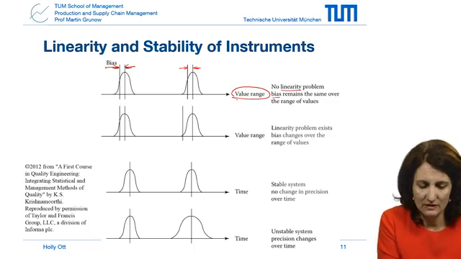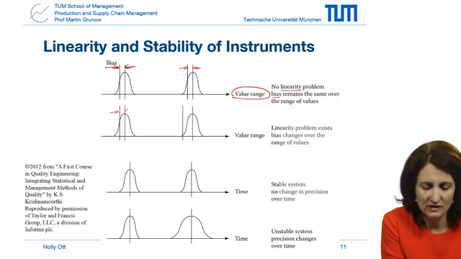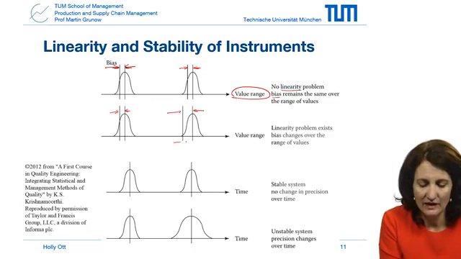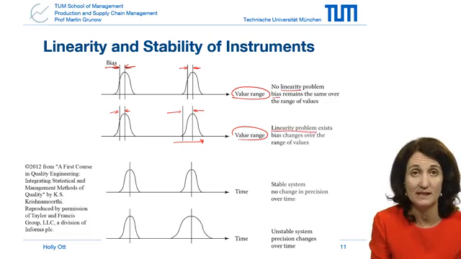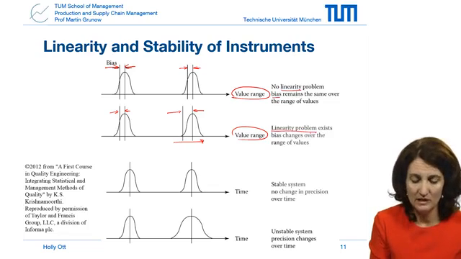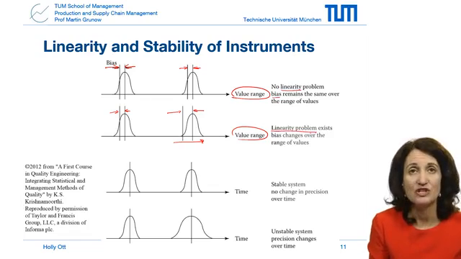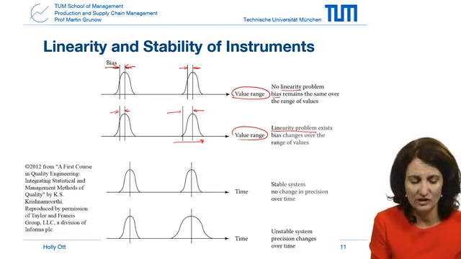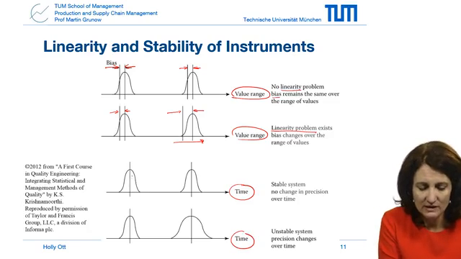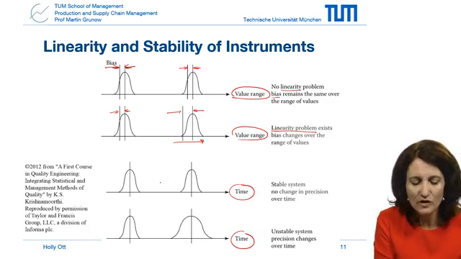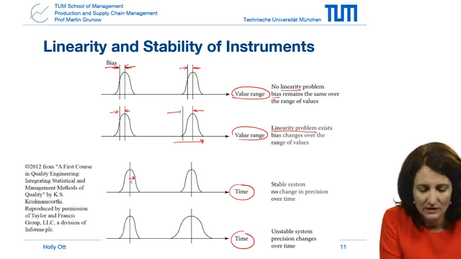Here we have the opposite case. The bias starts as a small bias, and then it gets larger for higher values. So we have a linearity problem in the second example. In the bottom, we're looking at the change in time. So this is our stability concept. As time goes on, you can see here, we have no change in precision over time.